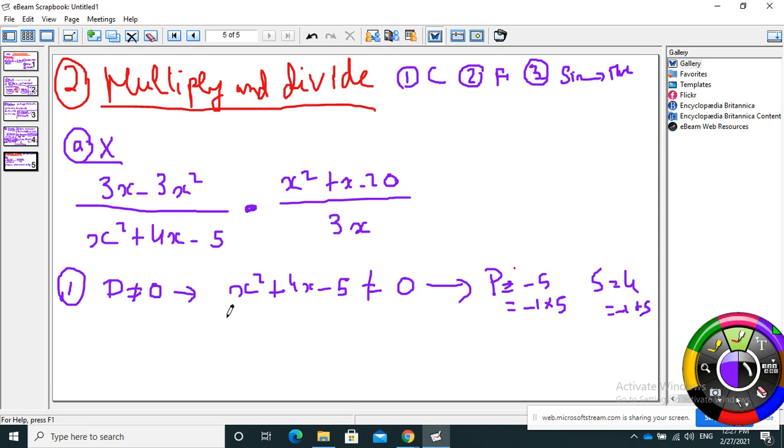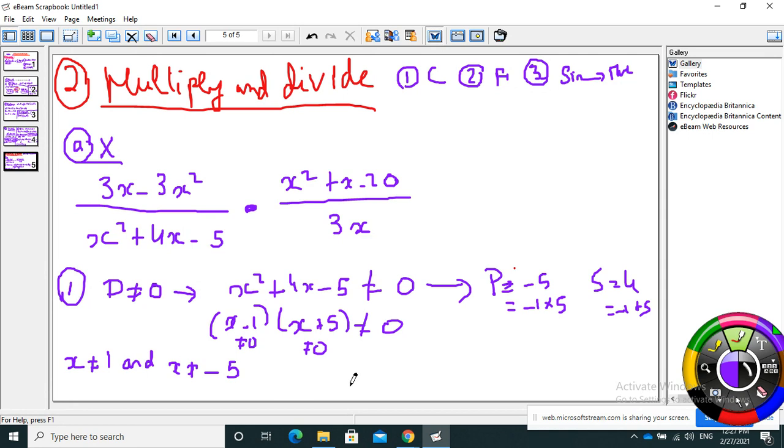So I can factorize it by doing x minus 1 and x plus 5 not equal to 0. So it gives me x not equal to 1, this one not equal to 0 and the other one not equal to 0, so the two values are not accepted. x not equal to 1, and the second one will give me x plus 5 not equal to 0, meaning x not equal to minus 5. This is for the first denominator.